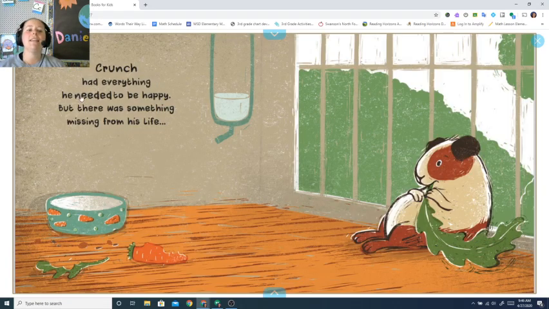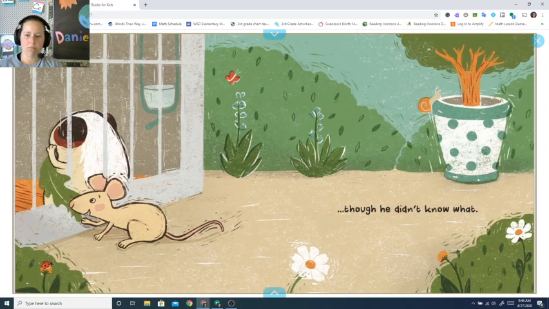Crunch had everything he needed to be happy, but there was something missing from his life. So right here, he's got his carrot, he's got his food, there's his little food dish, his water, he's munching on stuff right there. And so it says he had everything he needs, but something's still missing. We're gonna find out what's going on, what's missing. Though he didn't know what.